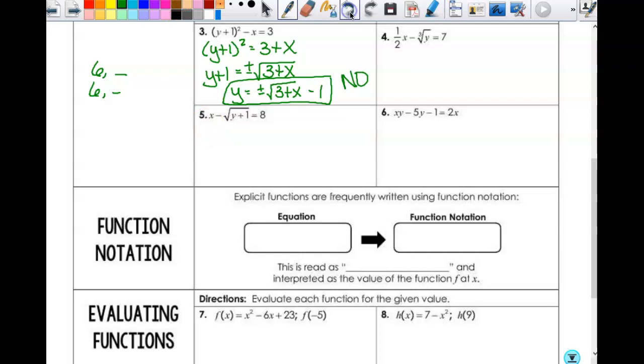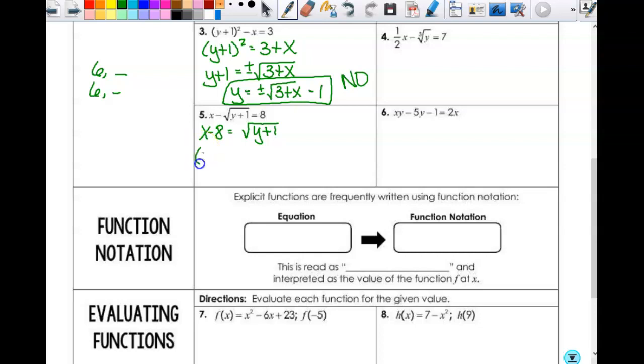I'm not leaning on the board again. So x minus 8 equals the square root of y plus 1. Be plus or minus? No, because we didn't introduce that square root. It was already there, right? If it's already there, you just do whatever it is. So what do I need to do now?